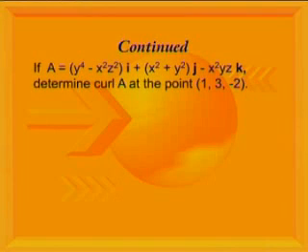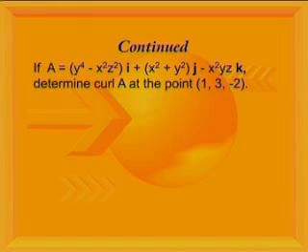Example: the vector A is equal to (y raised to power 4 minus x square z square), which is the ith component, plus (x square plus y square), which is the jth component, minus x square y z, which is the kth component.